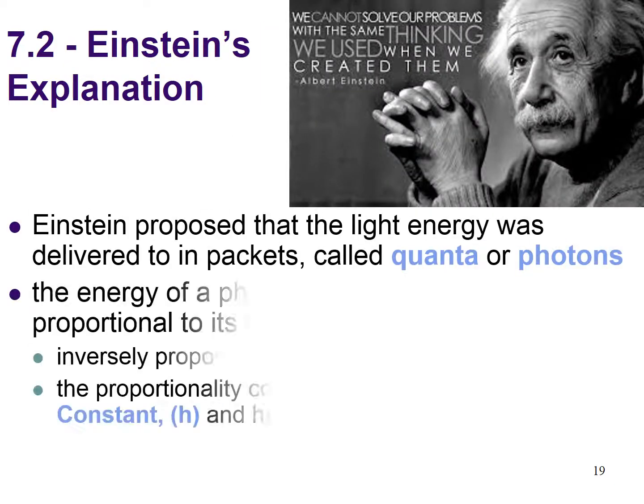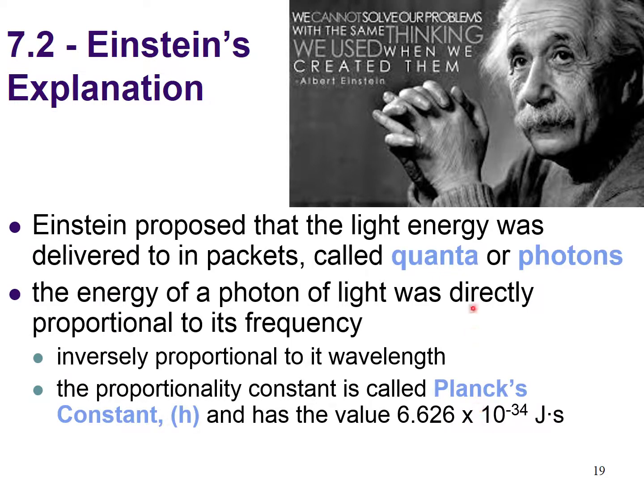So here comes Einstein, and Einstein says that the electrons have specific amounts of energy. So he said that they come in little packets called quanta or photons. We're going to use the word quantum, quanta, quantized a lot in this chapter, and it really just means that it has a set numerical value.